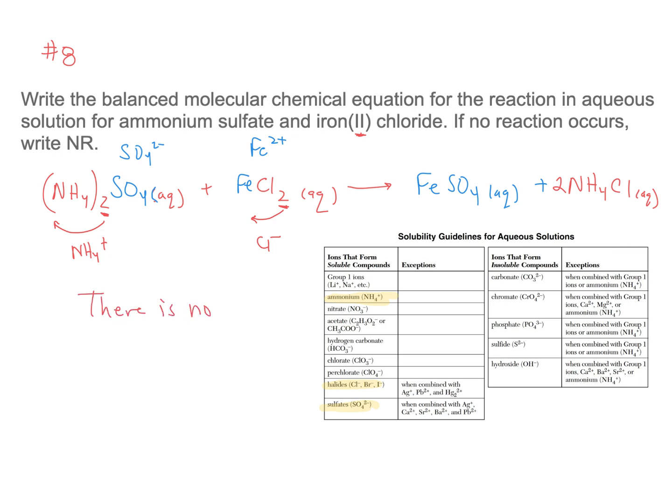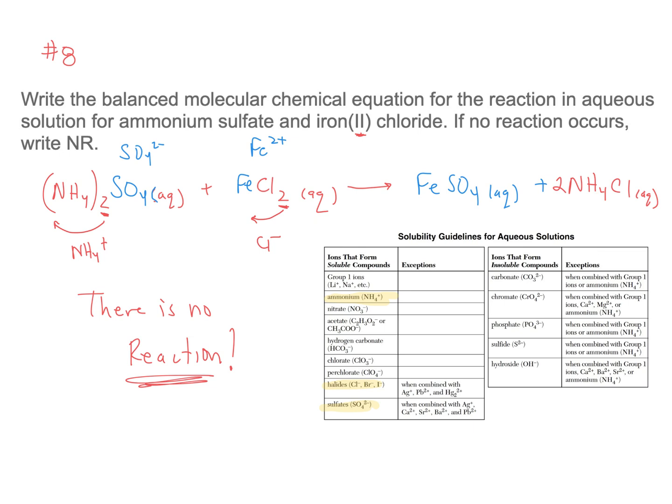there is no reaction. Right? In order for a reaction to occur, you would need to have a reason for this exchange to take place. So if something was precipitating, if one of these products precipitated from solution, then yes, that would force a reaction to occur because, let's say hypothetically, the iron sulfate precipitated. If that left solution, right, then that would force the ammonium and chloride to come together to form ammonium chloride.